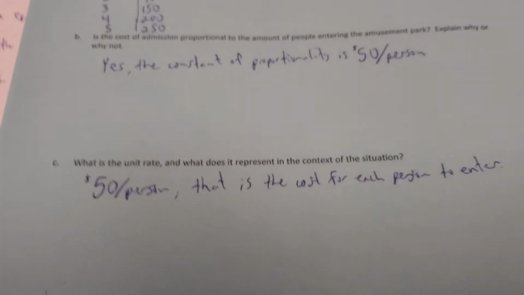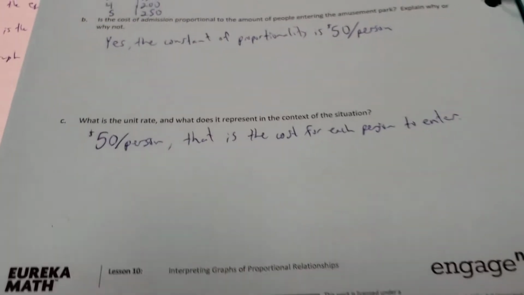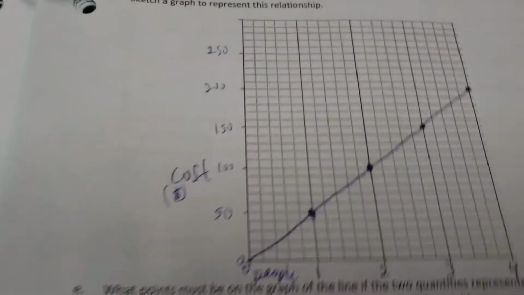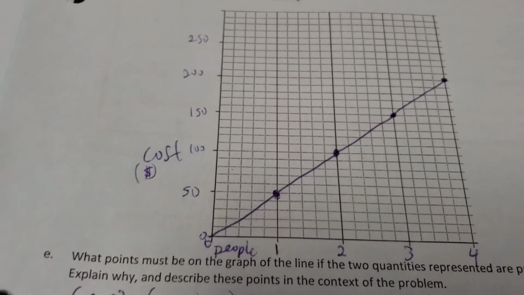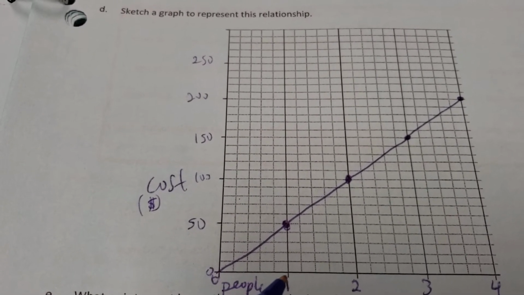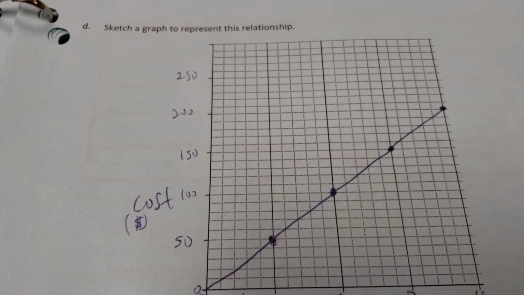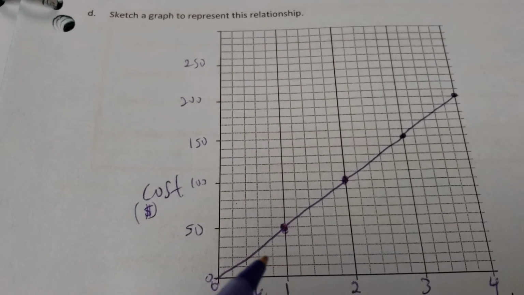What's that unit rate? Well, it's $50 per person, and that's the cost for each person to enter the amusement park. All right, and we sketch a graph to do this. Well, for people, I could have gone 1, 2, 3, 4, 5, like over here. I spaced it out though. I went 1, 2, 3, 4, because our x values weren't very high. It was 0 through 5 on our table back there.